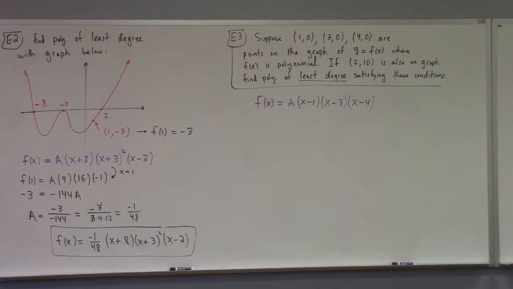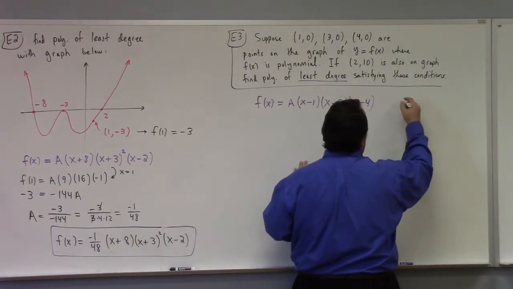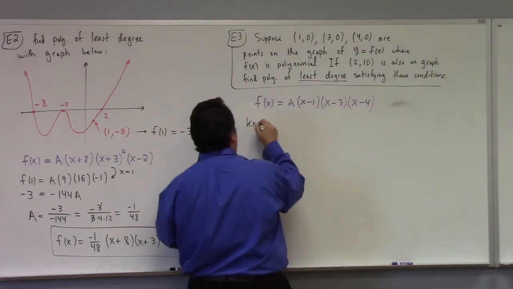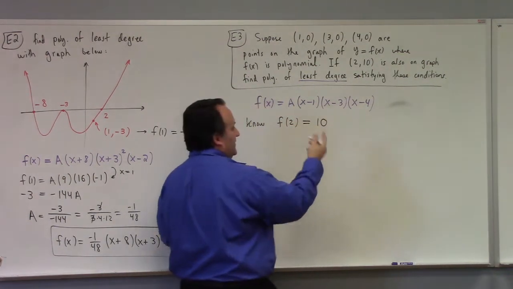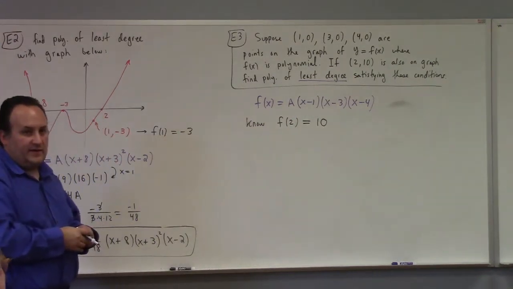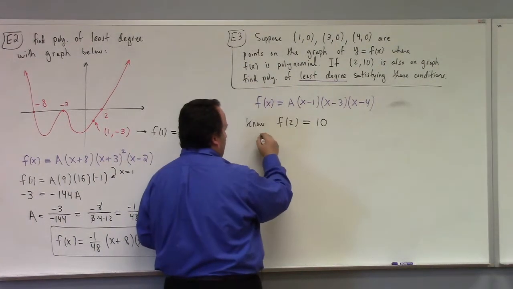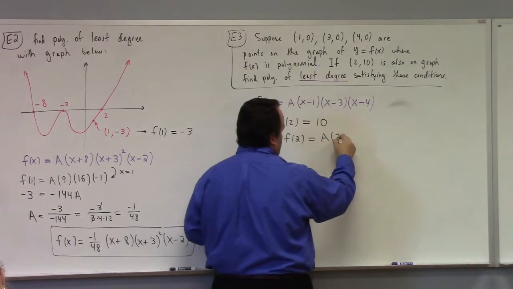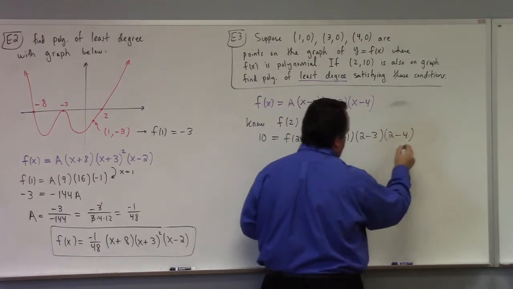Something with that 2. How do we use that? What does that mean for the point? Plug in for x. So (2, 10) is on the graph, right? So we know f of 2 is equal to 10, right? The input of 2 gives us the output of 10. So that will tell us what the a should be. So we have 10 is equal to f of 2, but what is f of 2 equal to? It is equal to a times (2 minus 1) times (2 minus 3) times (2 minus 4), right?